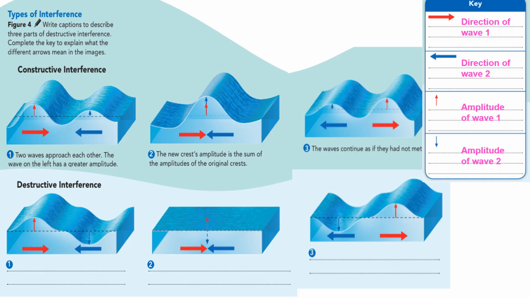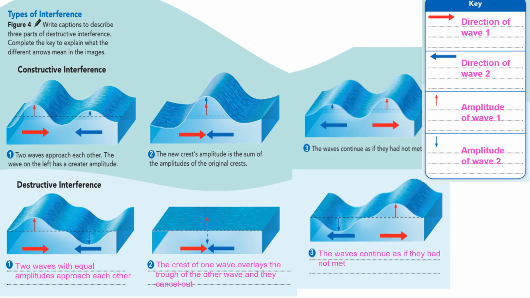Then destructive interference. So for the first one, 2 waves with equal amplitudes approach each other. The crest of one wave overlays the trough of the other wave, and they cancel each other out. The waves continue as if they had not met. So that's kind of what's happening with destructive interference.